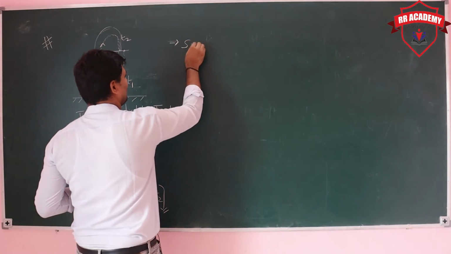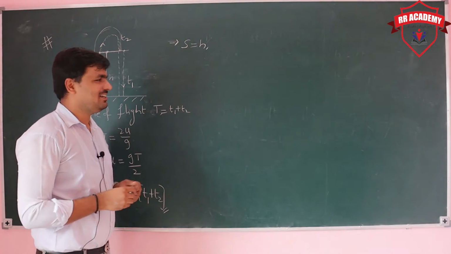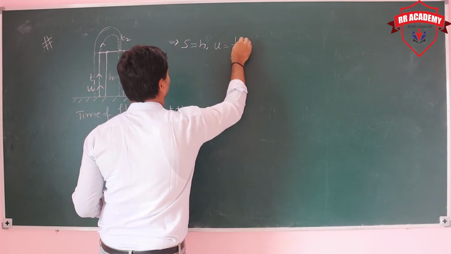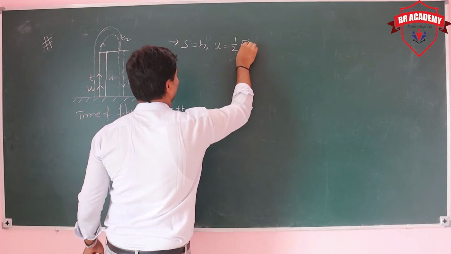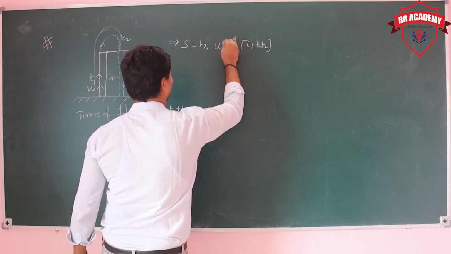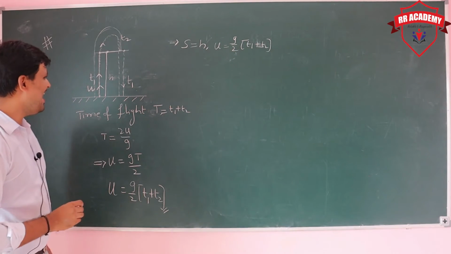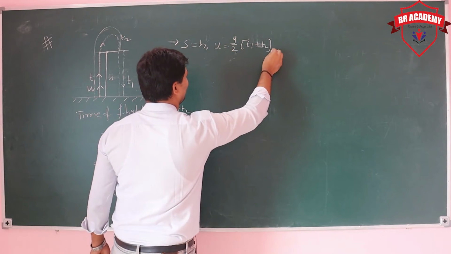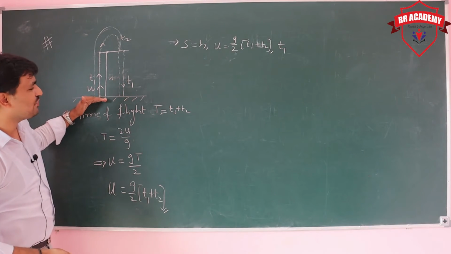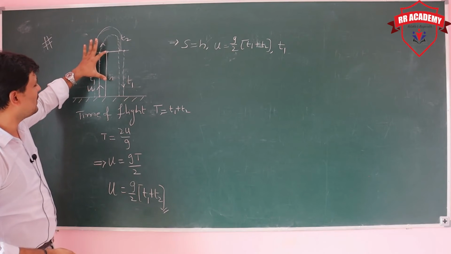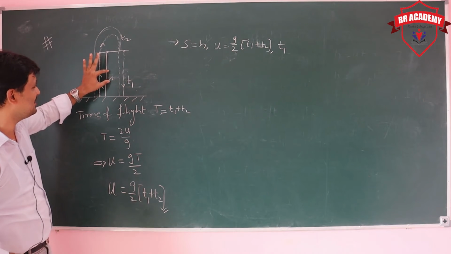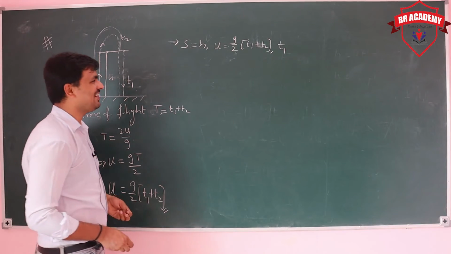H is equal to h displacement, with what initial velocity you are projecting? Half g (t1 plus t2). And how much time taken? I am considering t1 time: the body we are projecting from the ground, how much time taken to cover this displacement is t1 time, and that displacement we are going to calculate.